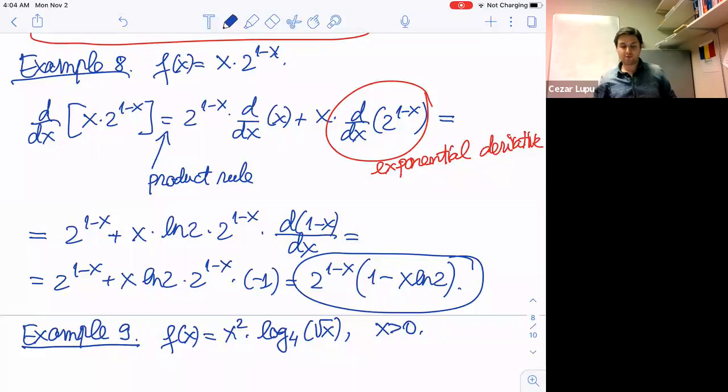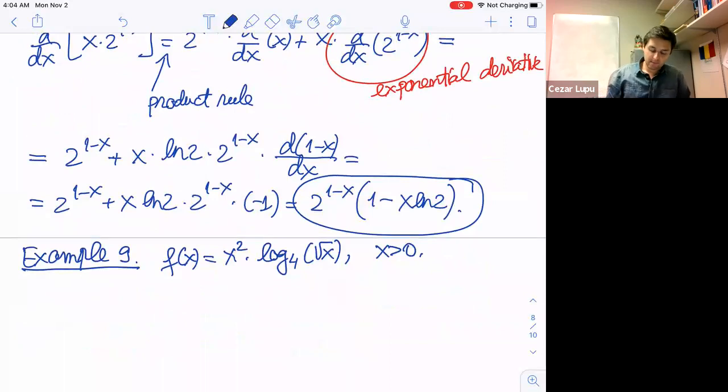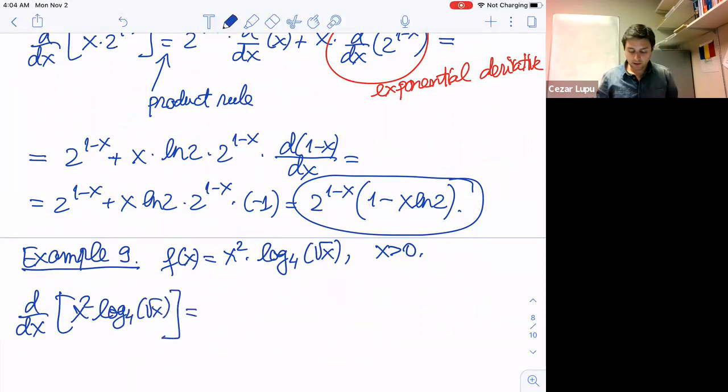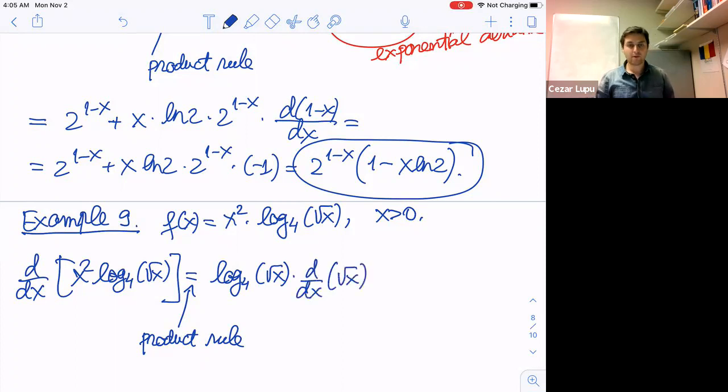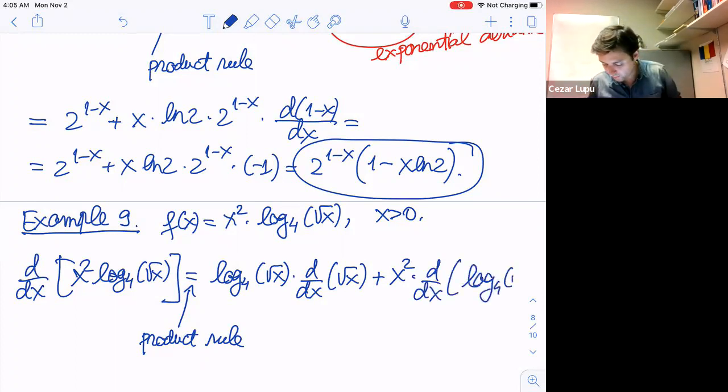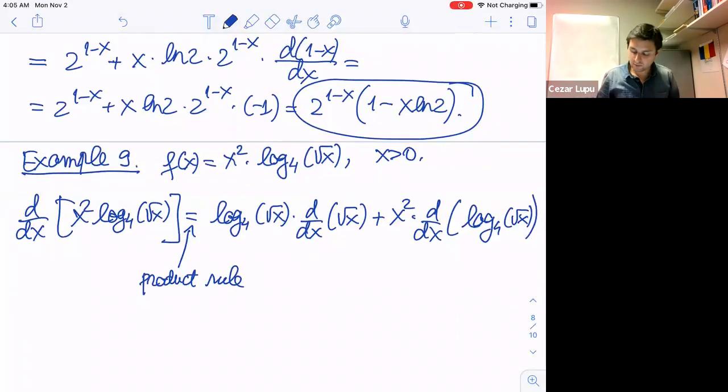So how should we do this? First of all, we apply the product rule. So we have the derivative of x squared log in base 4 of the square root of x. This guy will be equal to, so now we apply here the product rule. And now we will have that this would be log in base 4 of square root of x times the derivative with respect to x of square root of x, plus x squared times the derivative with respect to x of log in base 4 of square root of x. So everything here is nice.